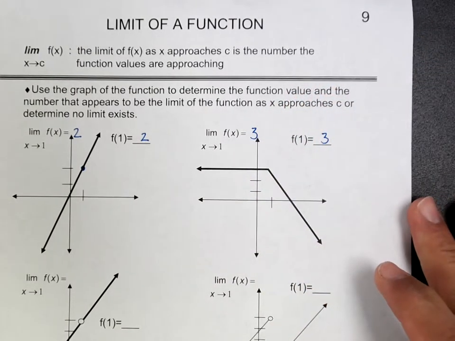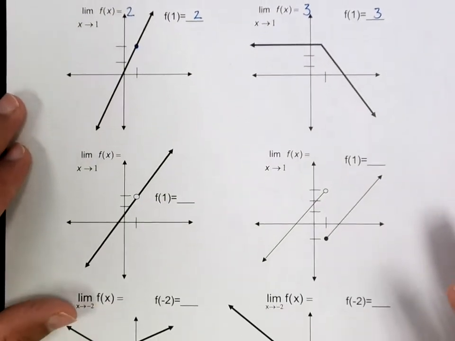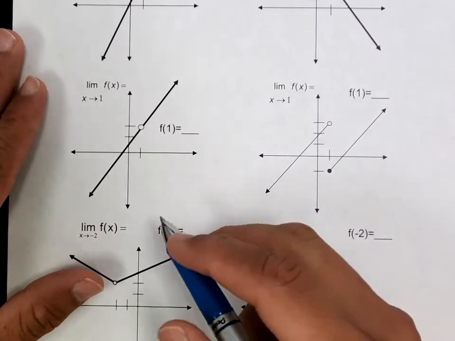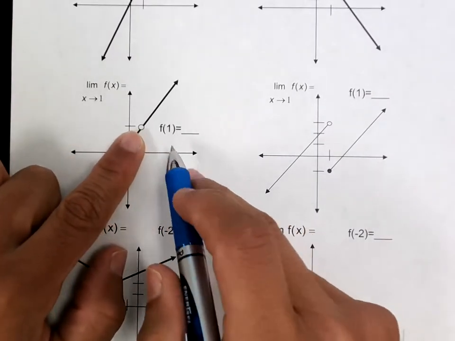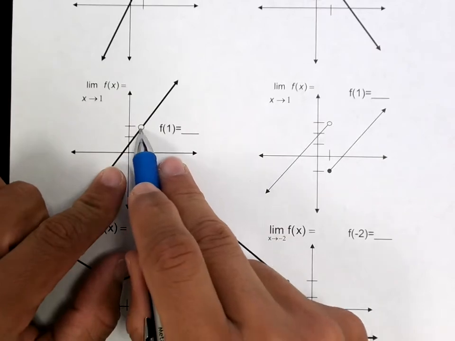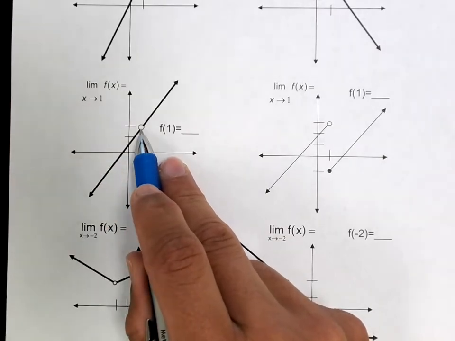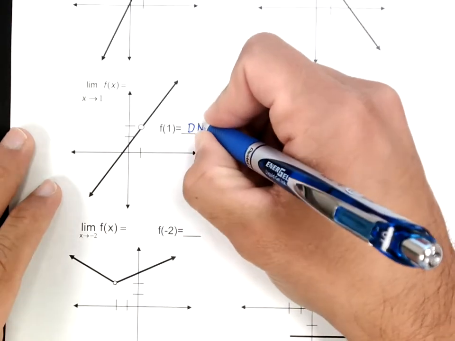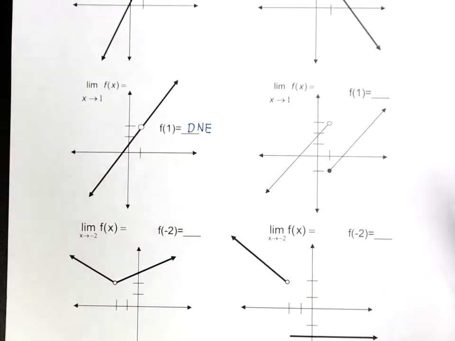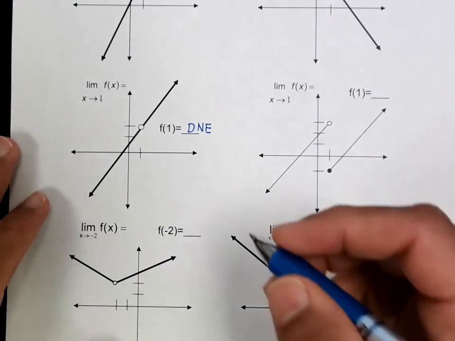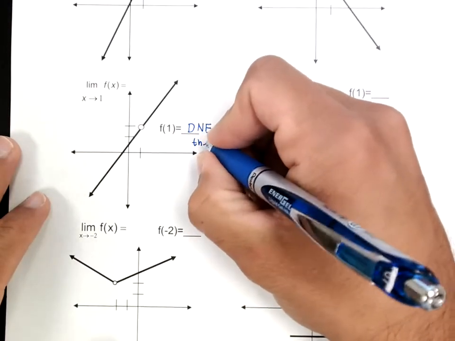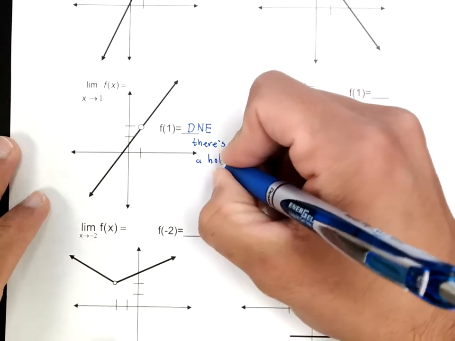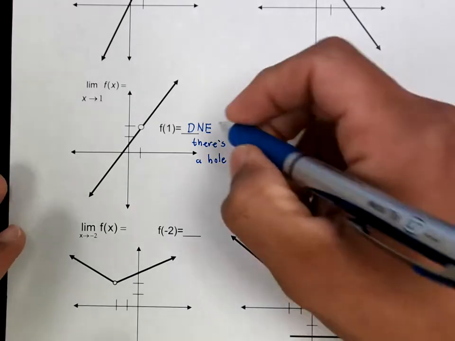Okay, now on the next example, this is where it gets a little bit different. On this one, notice that I have a hole right here. So f of 1, the y value right there, there's a hole. So the y value does not exist. There is no y value at that point because there's a hole. So it does not exist.